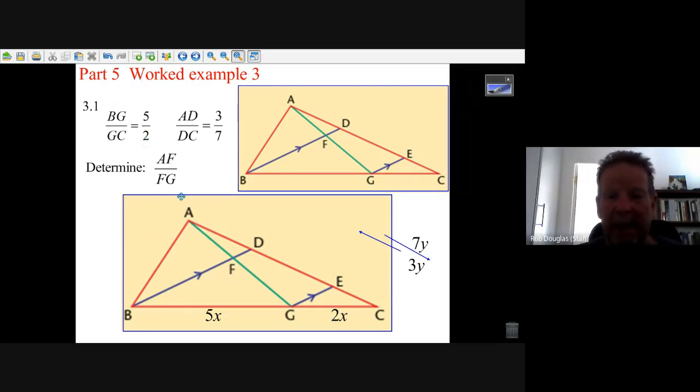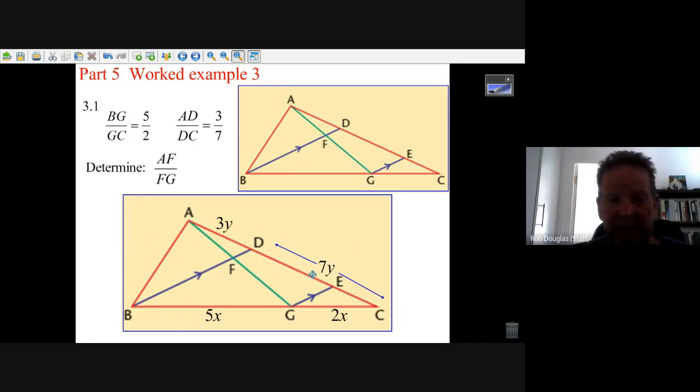Now AD is 3y. We don't know how long this is, but we know the ratio of AD over DC is 3 to 7. So all the way just to there, that's got to be 7y all the way from D to C. So that's how you get started.